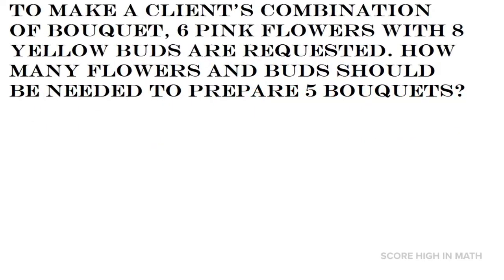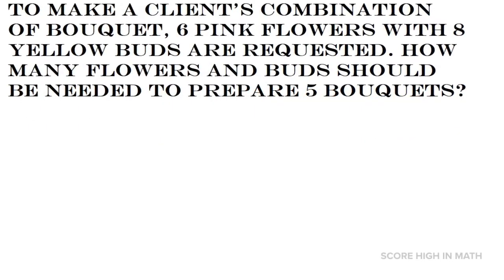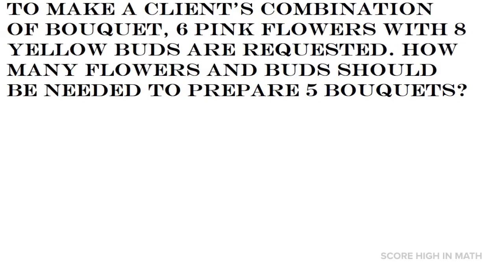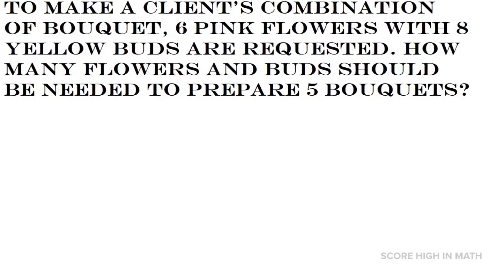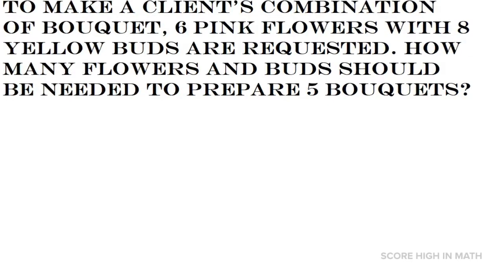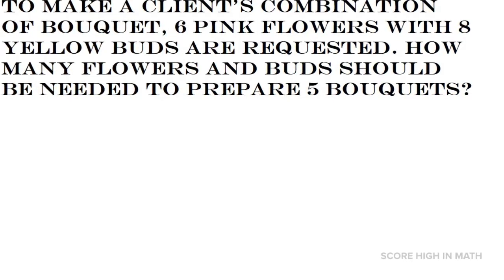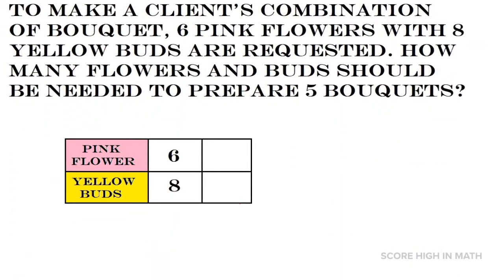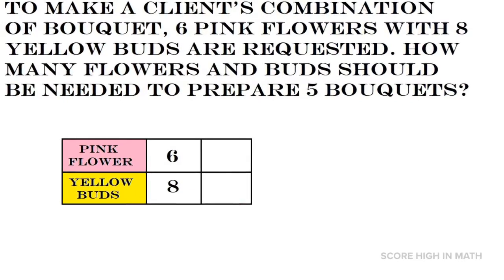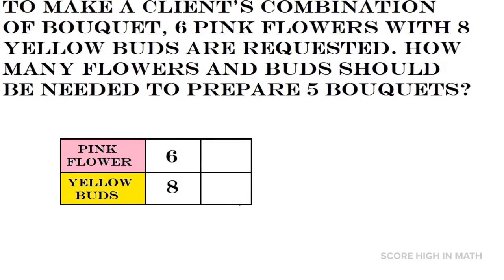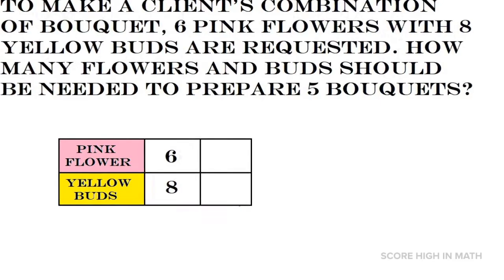Let us work on this example so that you will be guided. To make a client's combination of bouquet, 6 pink flowers with 8 yellow buds are requested. How many flowers and buds should be needed to prepare 5 bouquets? Let us draw a ratio table. The first row will consist of pink flowers, which is 6, and the second row yellow buds, which is 8.